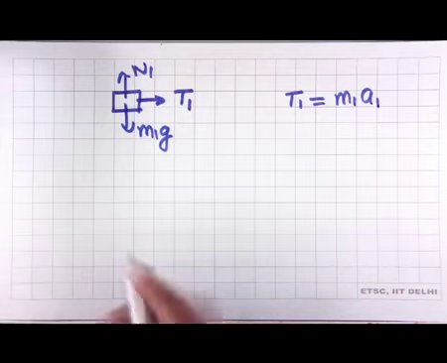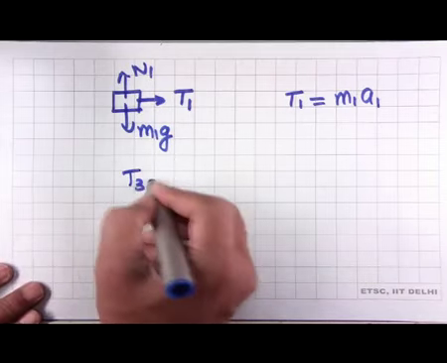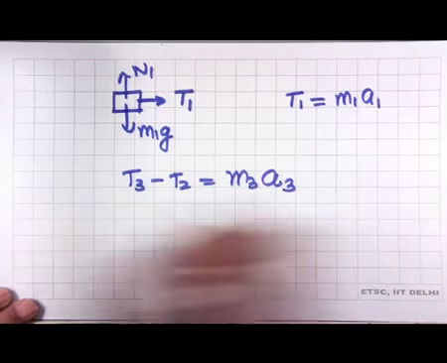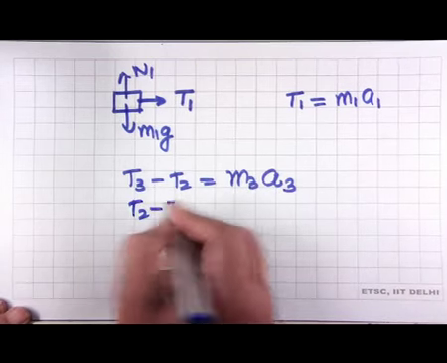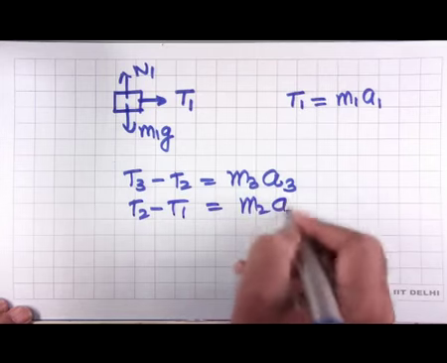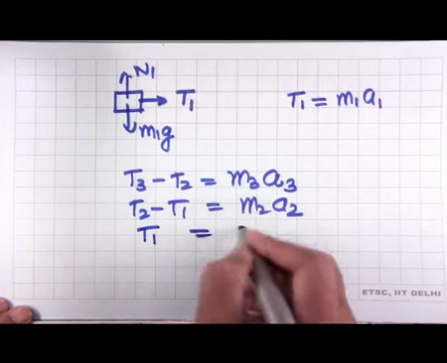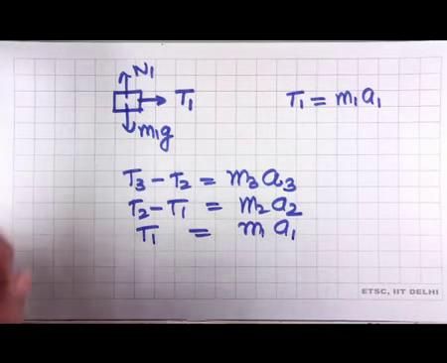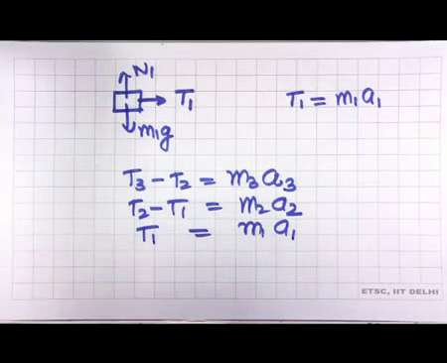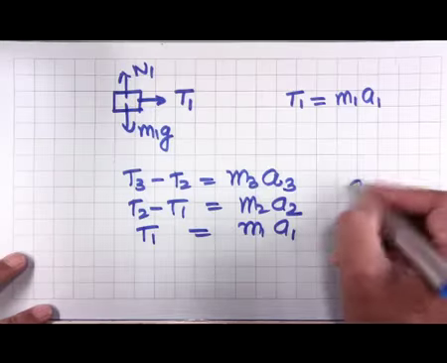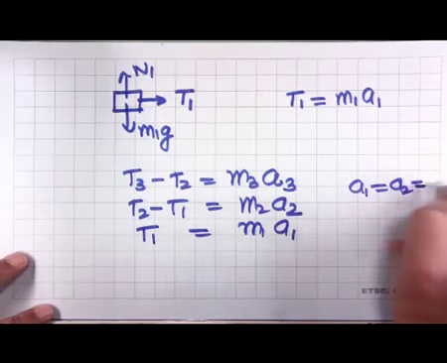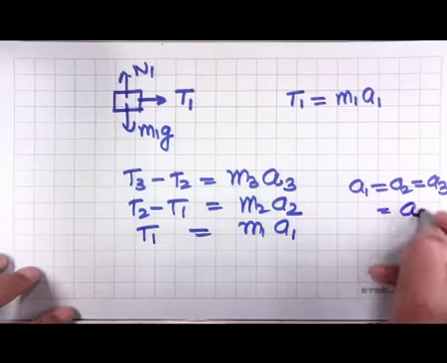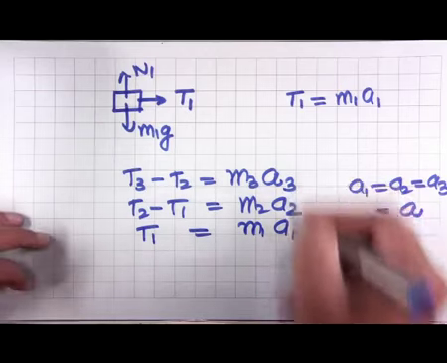So, therefore, when we write the three equations, we have T3 minus T2 is equal to M3 A3, T2 minus T1 is equal to M2 A2, and T1 is equal to M1 A1. So, these are the three equations for the three bodies. Now, we use the kinematical constraint, and we have shown A1 is equal to A2 is equal to A3, let us call this A. So, all these three are equal.